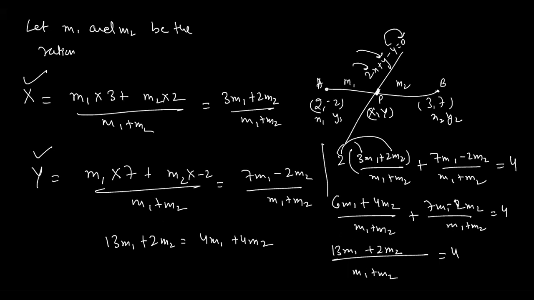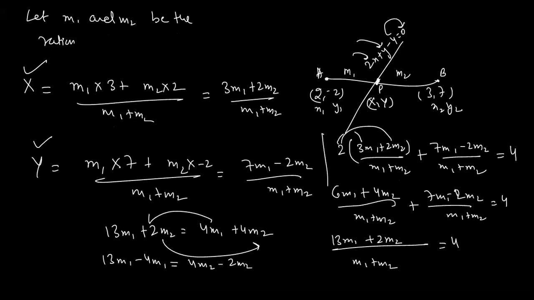So when this m1 comes to this side and this goes to that side, you will write here 13m1 minus 4m1, equal to 4m2 minus 2m2. Then you have to subtract this one. You will get here 9m1 is equal to 2m2. So the required ratio will be m1 upon m2, and you have to write here 9 upon 2. 9 to 2 is the ratio in which this line segment is dividing this. Okay.